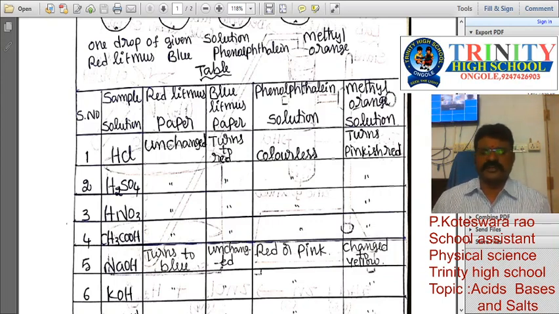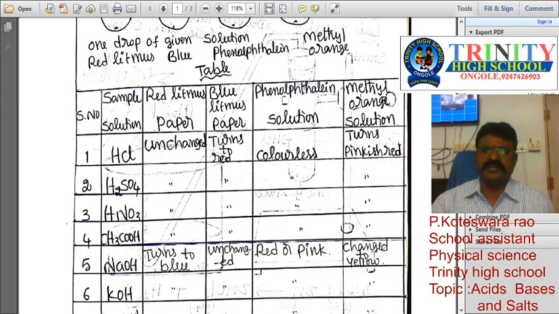The 4 types of indicators are red litmus paper, blue litmus paper, phenolphthalein solution, and methyl orange solution. How many types of indicators have we taken here? Red litmus paper, blue litmus paper, phenolphthalein solution, methyl orange solution. Okay, and we have already taken the samples.